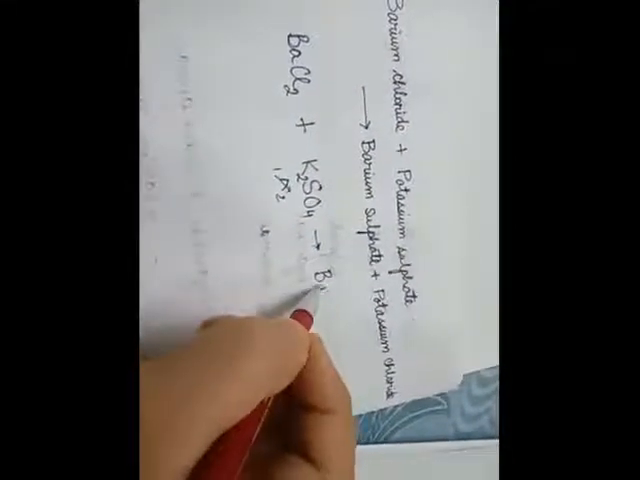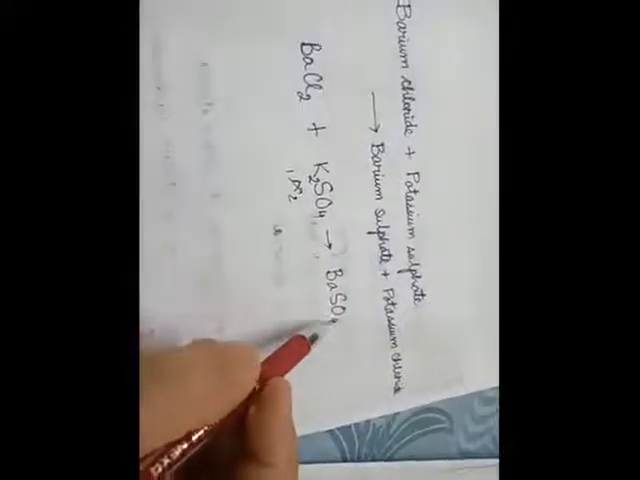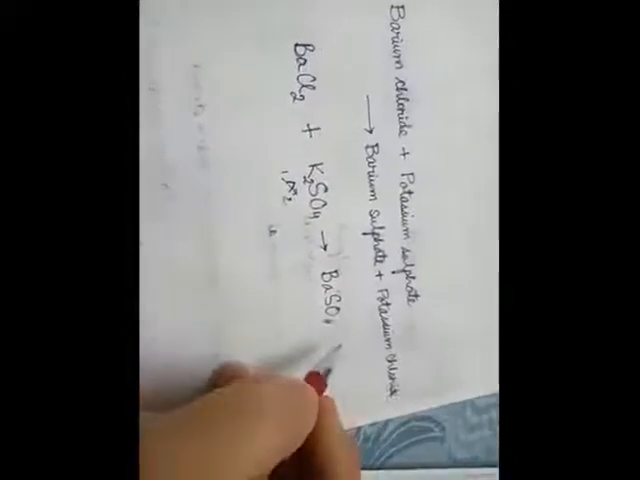Next, produces barium sulfate. Barium is Ba, sulfate is SO4. The valency of both barium and sulfate are the same: the valency of barium is 2, sulfate is also 2. So 1 unit of each will satisfy each other. Then the last substance is potassium chloride. The potassium symbol is K and the chlorine symbol is Cl. The valency of both potassium and chlorine is the same, so 1 unit of each, and the formula of potassium chloride is KCl.